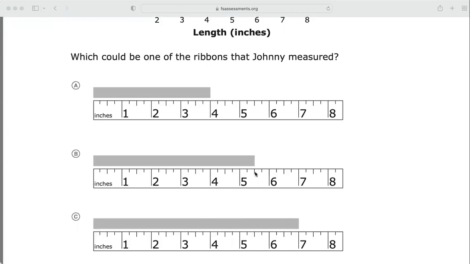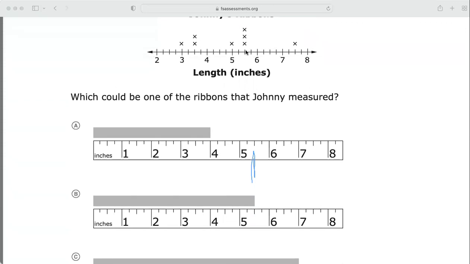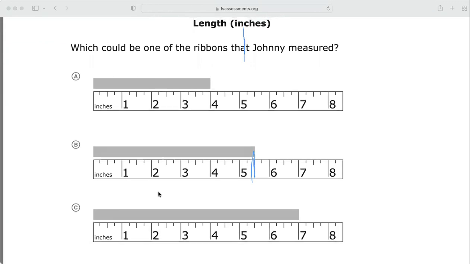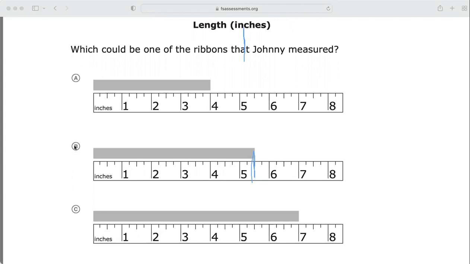Okay, this one is at 5.5. Right here, 5.5. So if I go back up, do I have, yes, there is an X at 5.5 right here. Okay, so B at 5.5 would be the correct answer. I'm going to check the other two just to make sure.